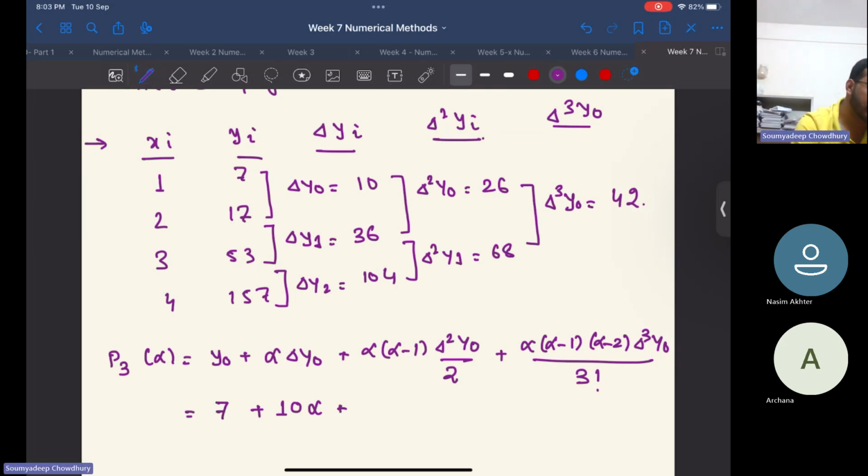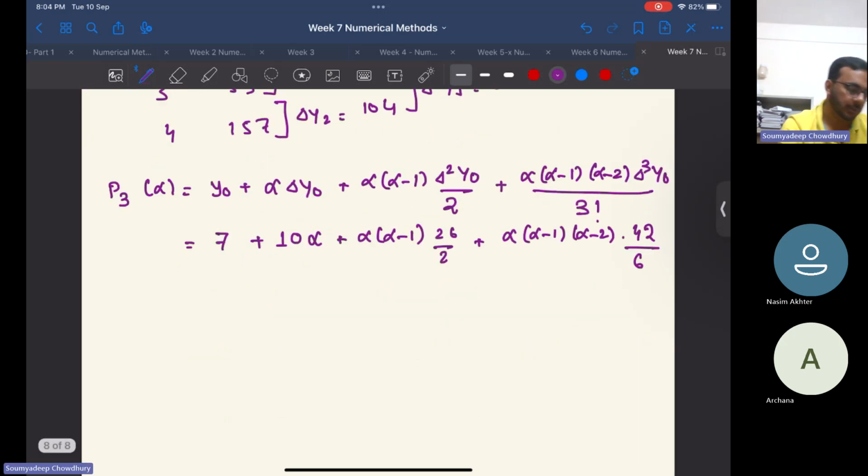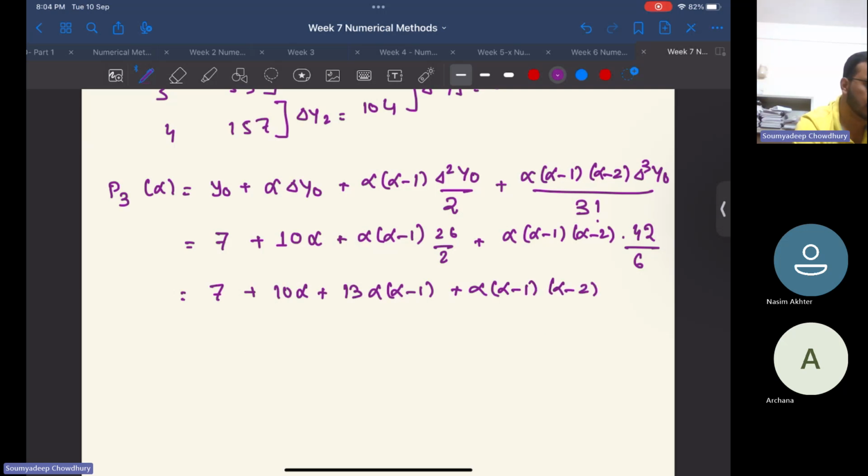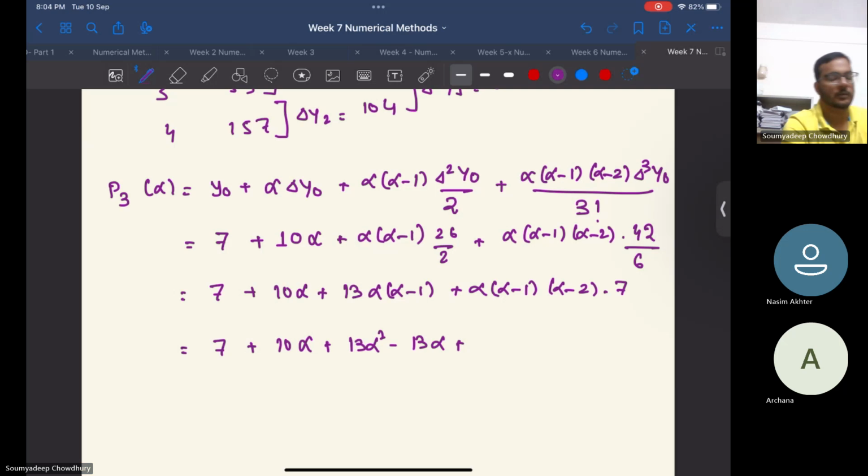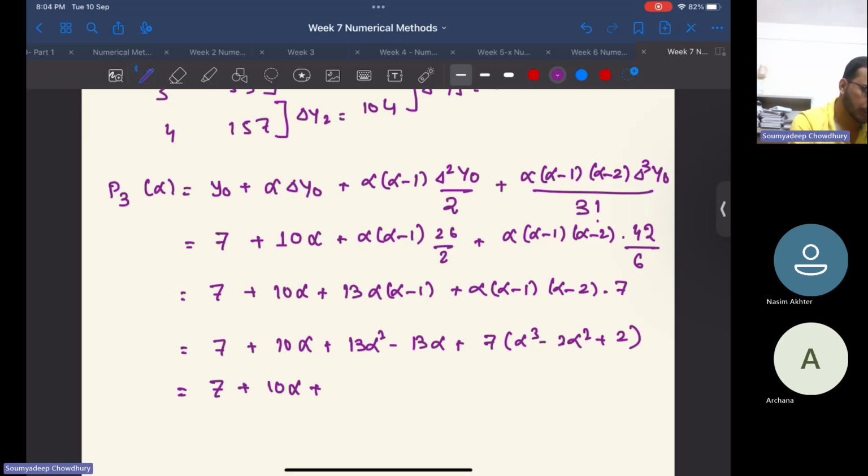7 plus 10 alpha plus alpha into (alpha minus 1). Δ²y0 is 26, right? 26 by 2, then (alpha minus 1)(alpha minus 2), 42 by 3 factorial, which is 6, so 7. Yeah, just simplifying this: 7 plus 10 alpha, 13 alpha into (alpha minus 1), plus 7 alpha into (alpha minus 1)(alpha minus 2), plus 10 alpha.